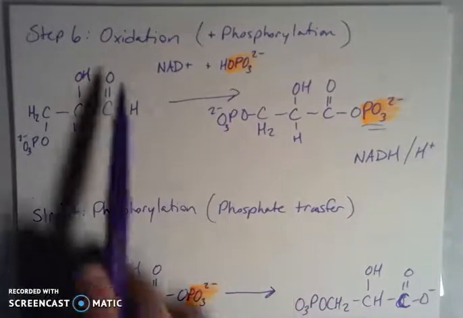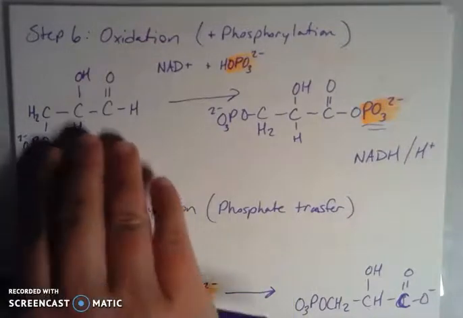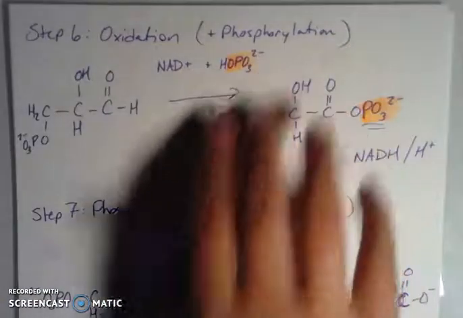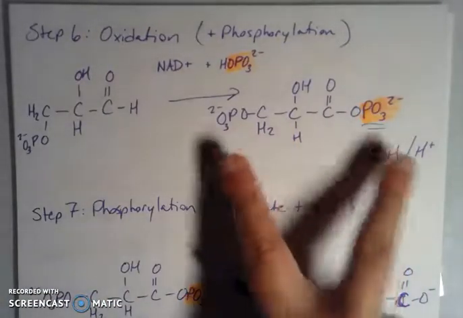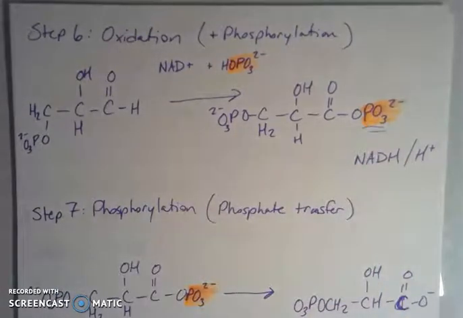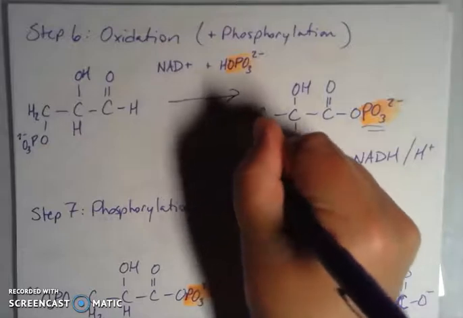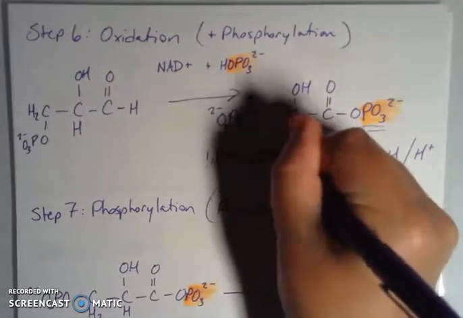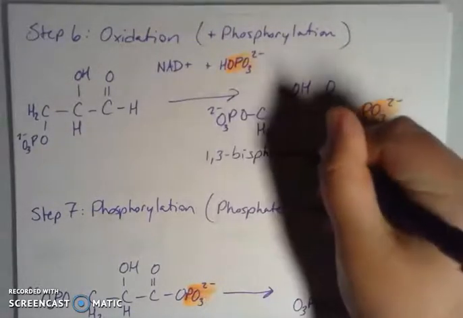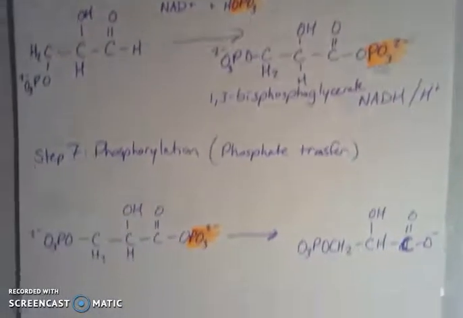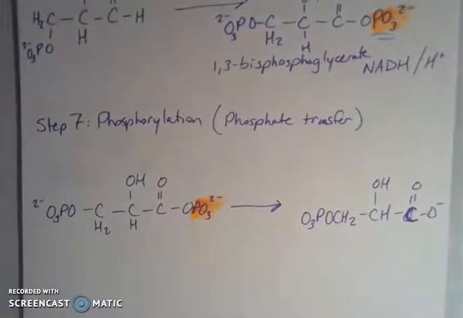So what we ended up with is an oxidation step, the oxidation of the molecule, reduction of my coenzyme here, and phosphorylation in the addition of the phosphate group at the end. Now I've got 2, so since I have 2, this is now called 1,3-bisphosphoglycerate. Such a mouthful. And then my NADH and my H+.